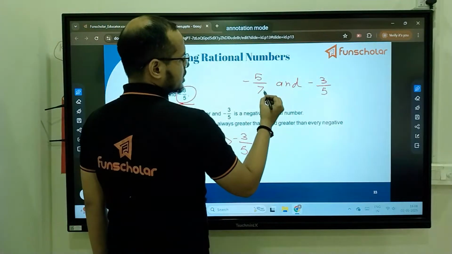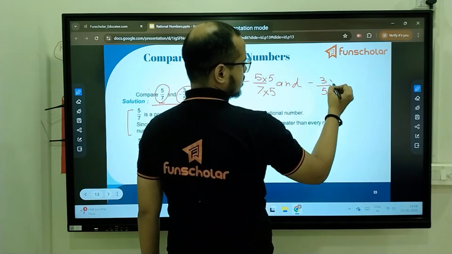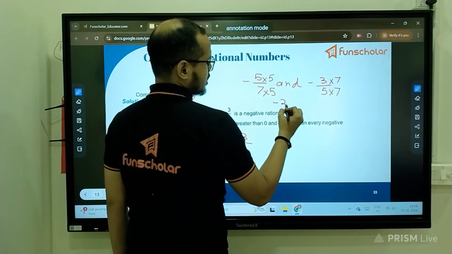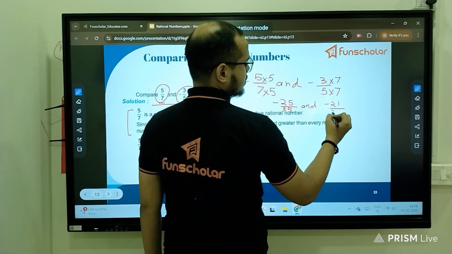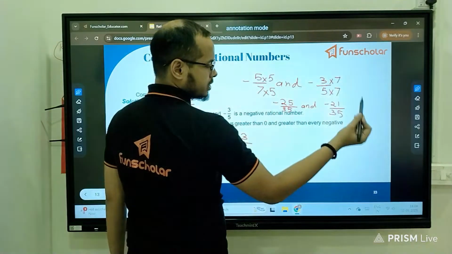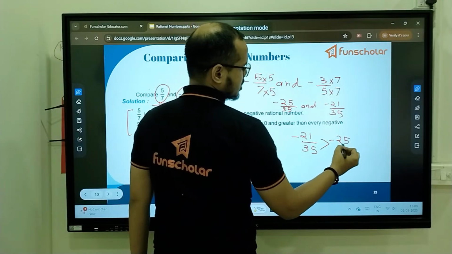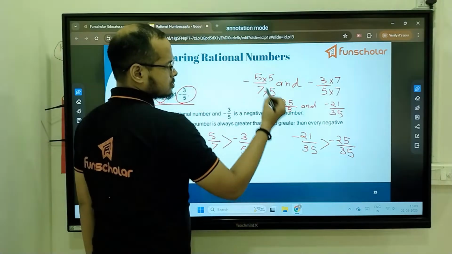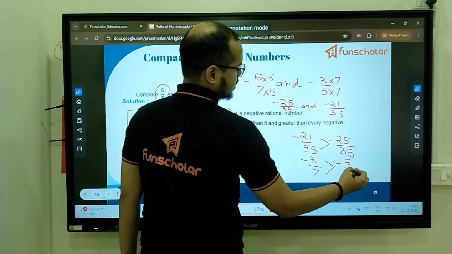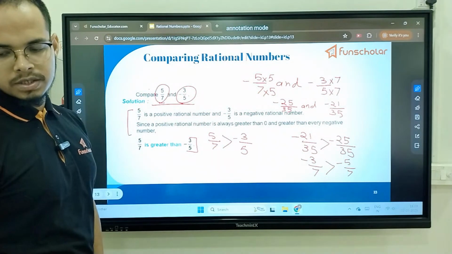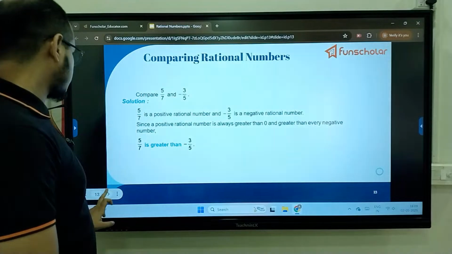So we multiply the left-hand side by 5 and the right by 7. We get the numbers as -25 by 35 and -21 by 35. In case of negatives, the smaller number is greater. So -21 by 35 is greater than -25 by 35. But actually these numbers were nothing but -3 by 7 is greater than -5 by 7. This is how we compare negative rational numbers. I hope you understood.